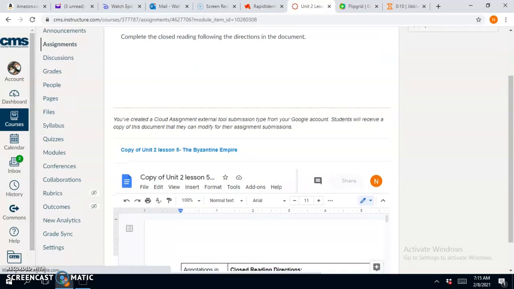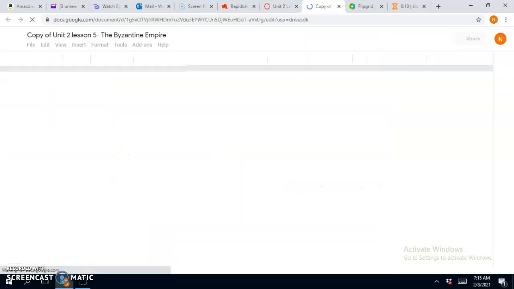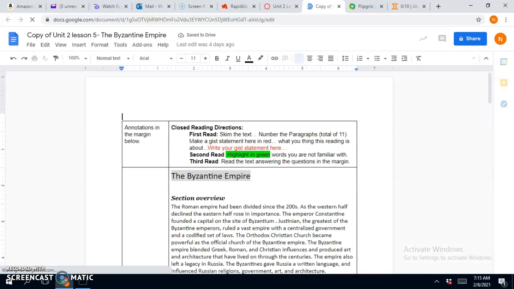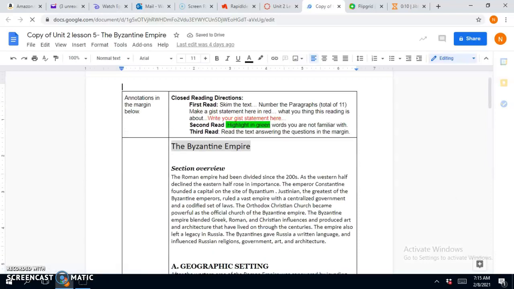Make sure you click on the copy that's given to you. It's another one of those annotation type things, okay? It says skim the text, number the paragraphs, make a gist statement. Your gist statement is the same thing as saying you are summarizing and predicting. Highlight words in green, and anytime you practice with this stuff, you know to make a copy.